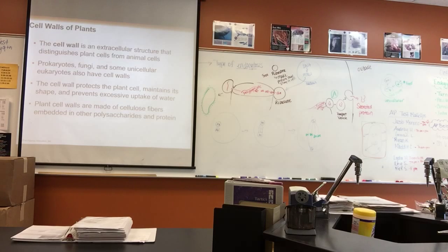And then we have the cell wall. It is an extracellular structure that distinguishes plant cells from animal cells. Some other types of organisms, prokaryotes, fungi, and some unicellular eukaryotes also have cell walls. It protects the plant cell, maintains its shape, and prevents excessive water uptake. We already talked a little bit about the water with the central vacuole. And the plant cell walls are made out of cellulose, which is a polysaccharide. All right.